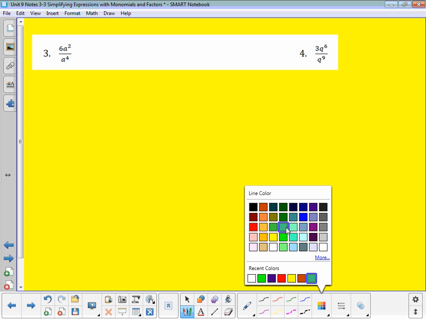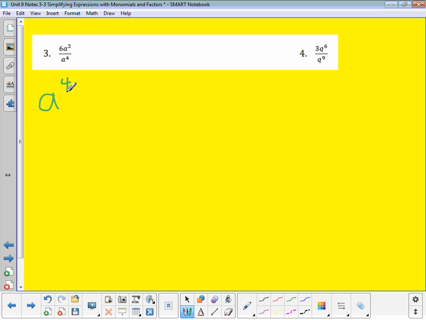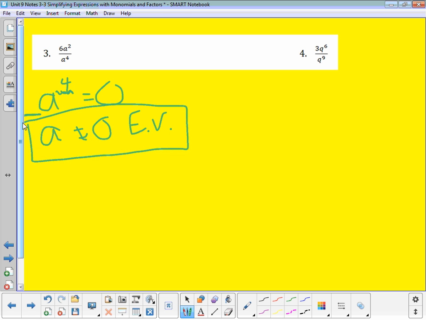So let's find the excluded value. So we have a to the 4th is equal to 0. Now we want that positive coefficient of 1, and then we have an exponent up there. It doesn't matter what the exponent is. In order for that to be equal to 0, a has to be equal to 0. So our excluded value is that a cannot be equal to 0.